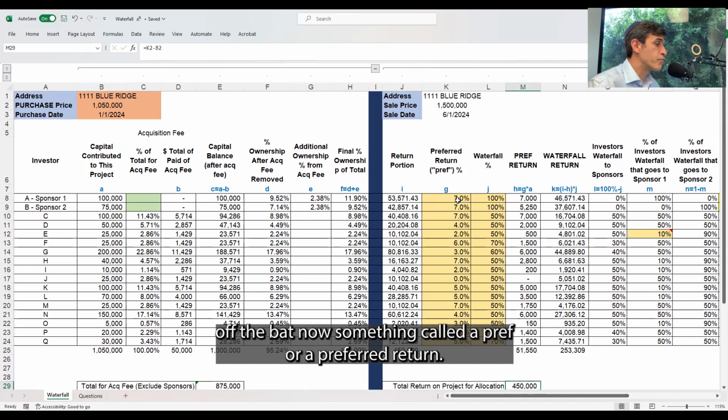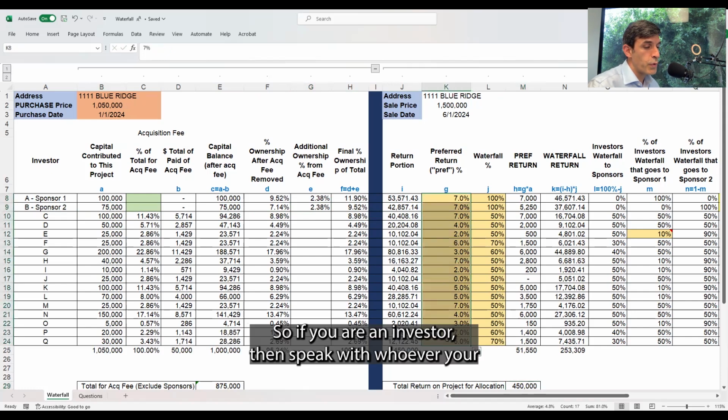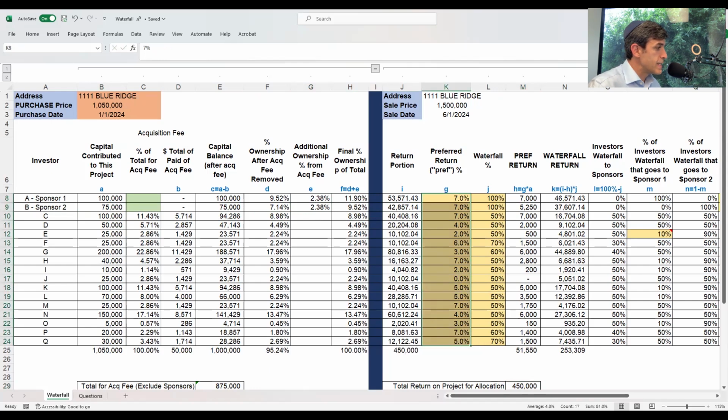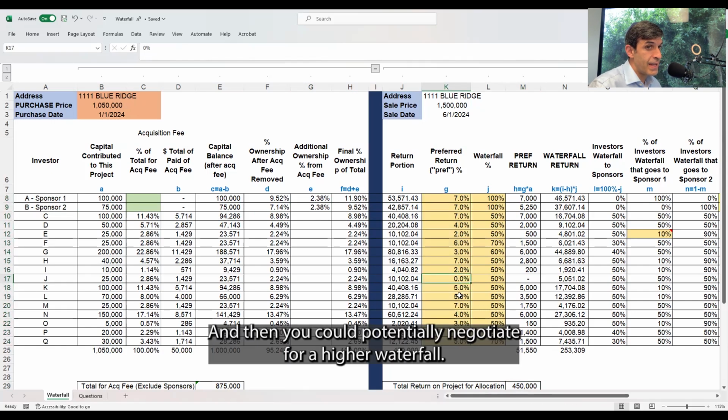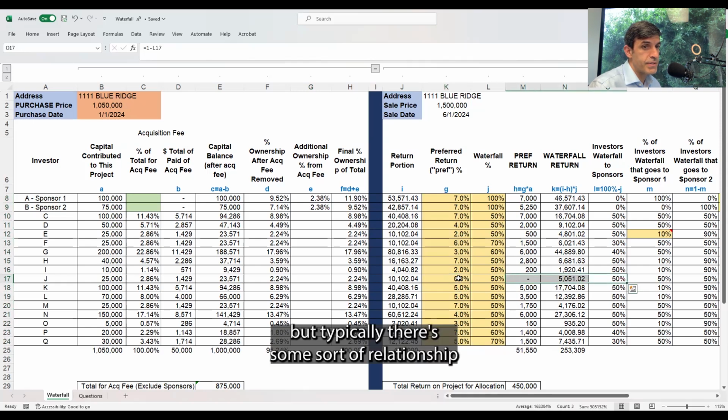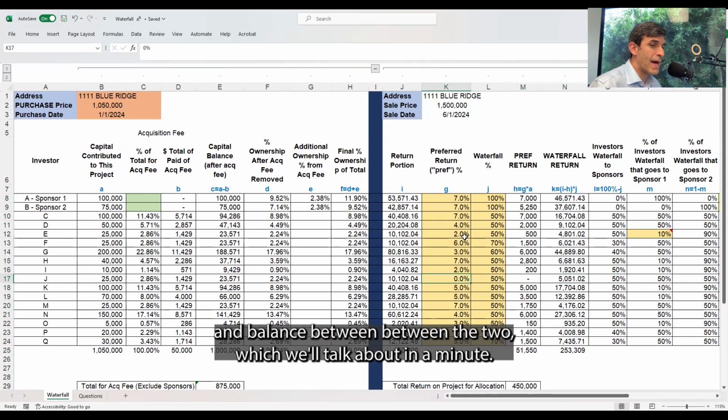Now, something called a pref or a preferred return. Now, this is negotiable. So if you are an investor, then speak with whoever the sponsor is, and they're going to offer a rate, a preferred rate. It could be zero. And then you could potentially negotiate for a higher waterfall. But typically, there's some sort of relationship and balance between the two, which we'll talk about in a minute.